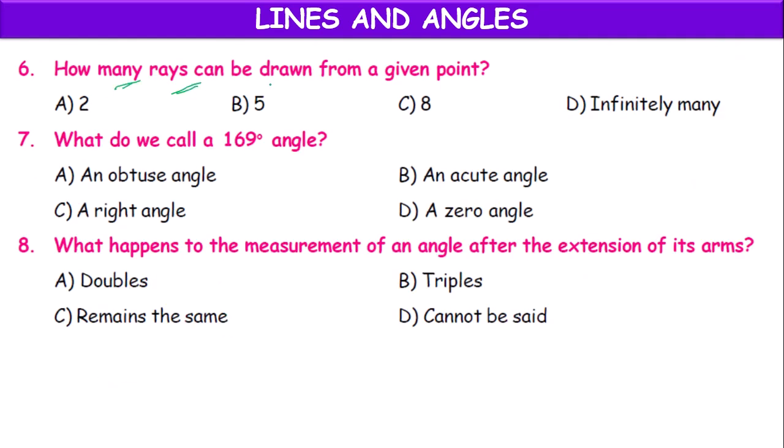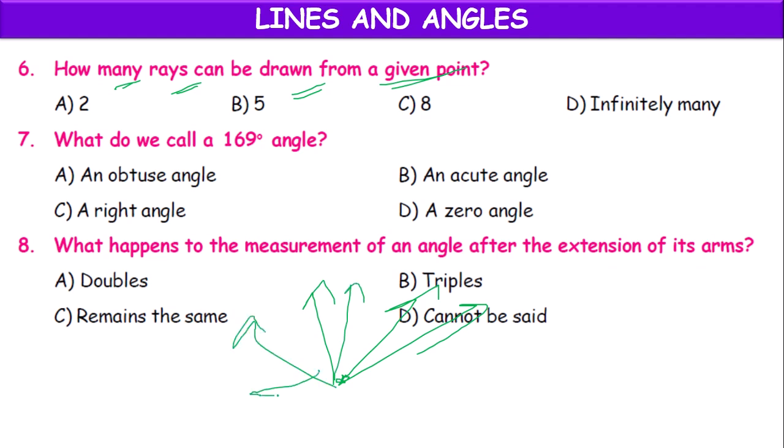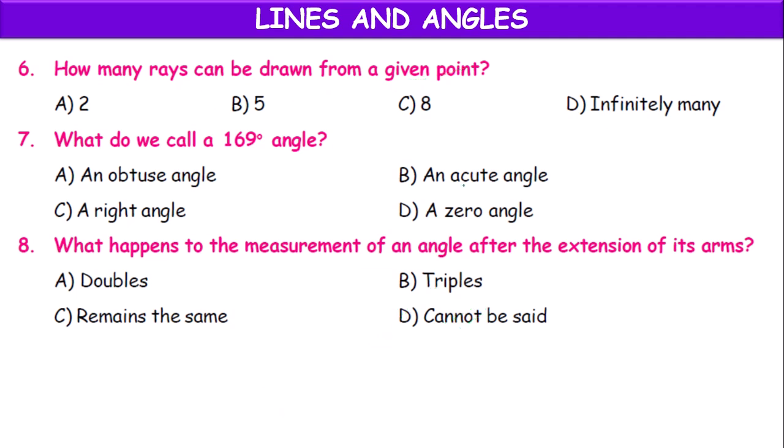So how many rays can be drawn from a given point? From a given point, we can draw an infinite number of rays. There is no limit. Next, what do we call a 169 degrees angle? 169 degrees means it is less than 180 degrees, greater than 90 degrees. So it is called an obtuse angle.